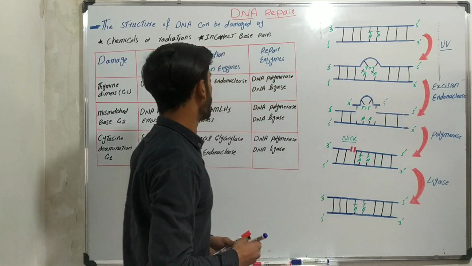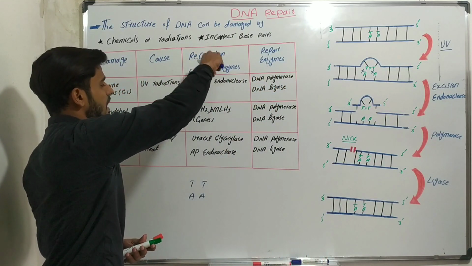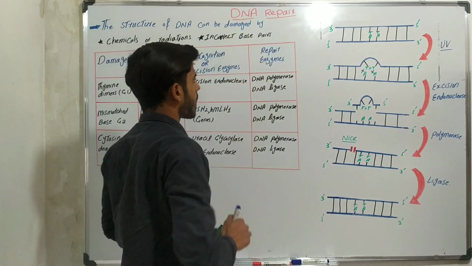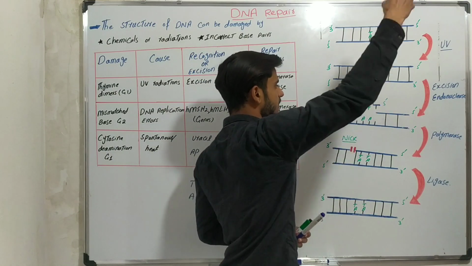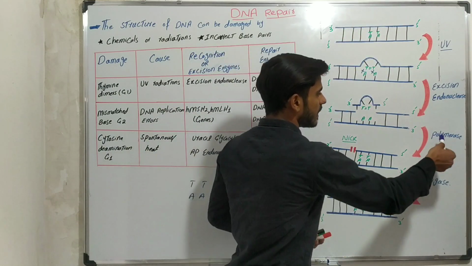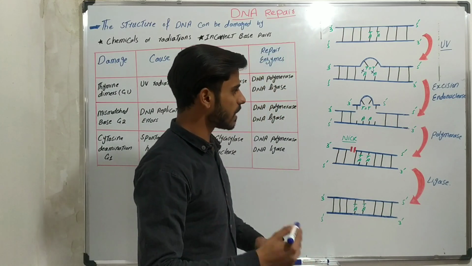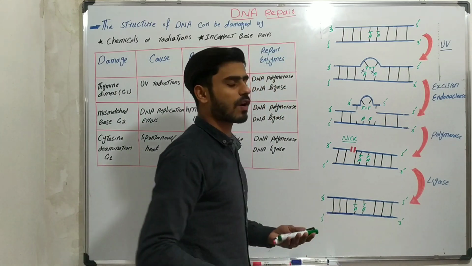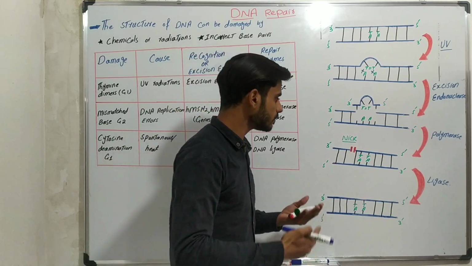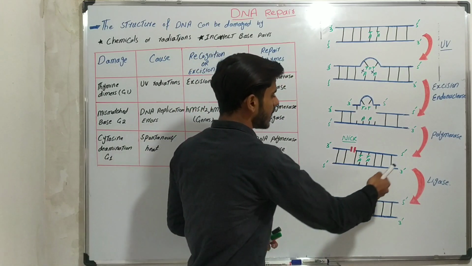When that part is removed, the recognition and excision process is done, and the next process involves the repair enzymes. There is a gap, it has been removed, and you can see here is a gap. After that, DNA polymerase will come again. What is the function of DNA polymerase? The function of DNA polymerase is the formation of a new strand using the DNA template.